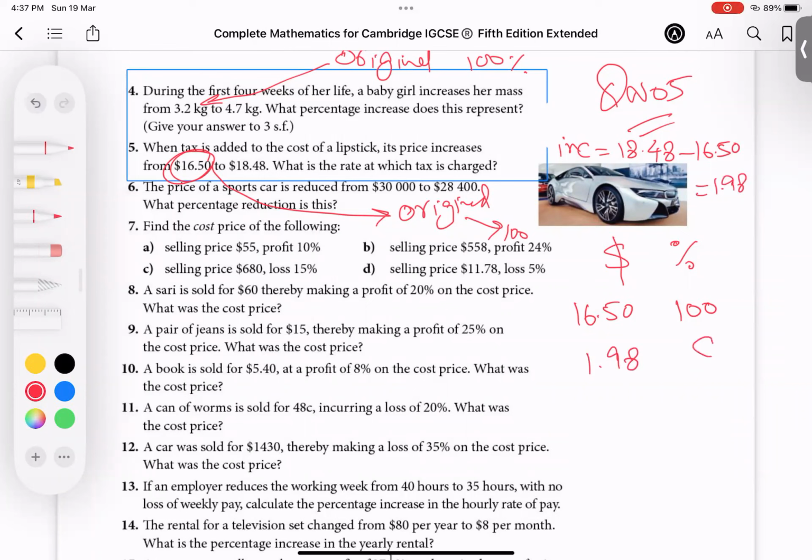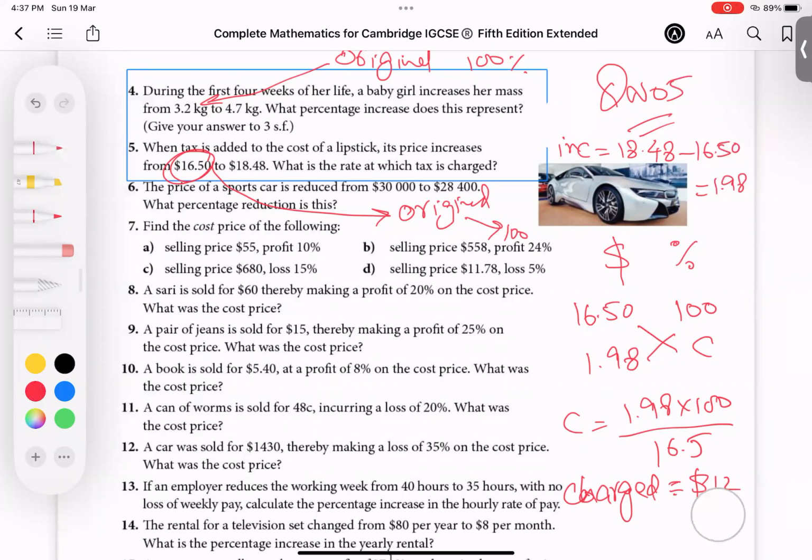Okay, no problem at all. But this is the right way. So C equals what? 1.98 times 100, and this 16.5 will divide. I think you got the point very clearly. So how much charge is here? If I check it, I'm typing 1.98 times 100 divided by 16.5. So it means $12 is charged. Let me recheck. No, it is percentage, sorry, not dollar, percentage, because he is asking the percentage charged. So 12% charged. And I believe the concept is very, very clear.